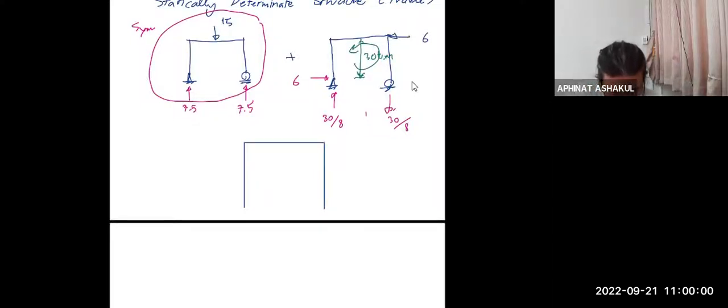Okay. Now we have a hinge here. We have a roller here. These are our external forces. Forgive me for not writing the units. Okay. And these are our reactions.